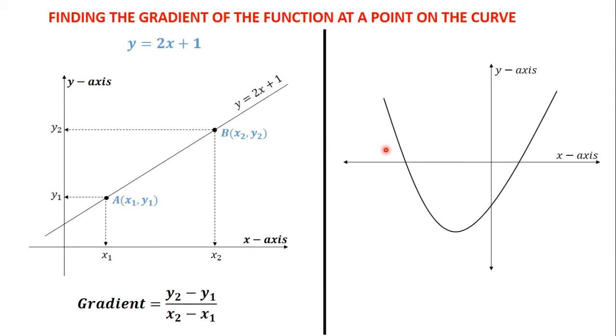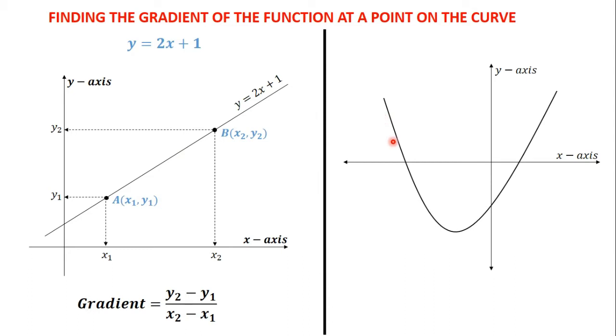Before we learn how to find the gradient of the function at a point on the curve, there's one important thing that you have to take note of. On a straight line, the gradient is always constant. So the gradient of a straight line is constant. It doesn't matter which points on the straight line that you pick, you are going to have the same gradient.